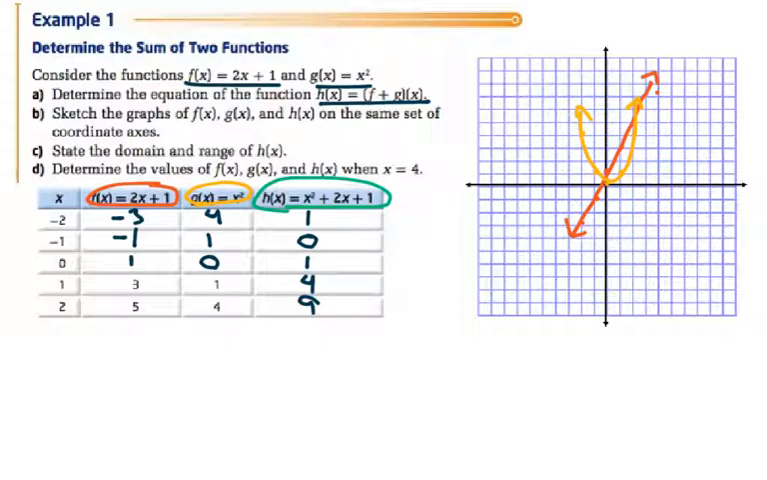h I'll do in green. We've got points at negative 2, 1; negative 1, 0; 0, 1; 1, 4; and 2, 9. h is still a parabola. We just don't have the symmetrical view on both sides. We've got a couple of points on the right side that we don't have corresponding points to on the left side. It does still make a parabola.